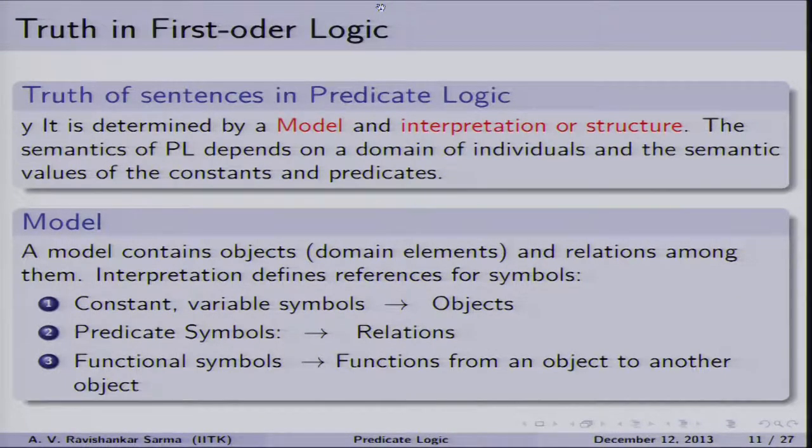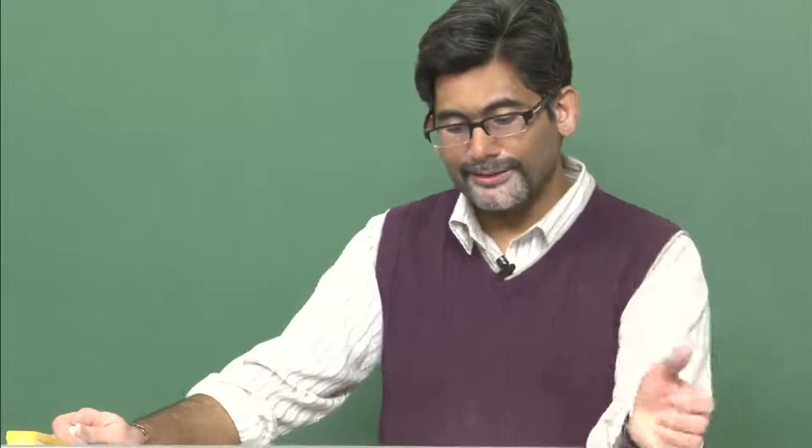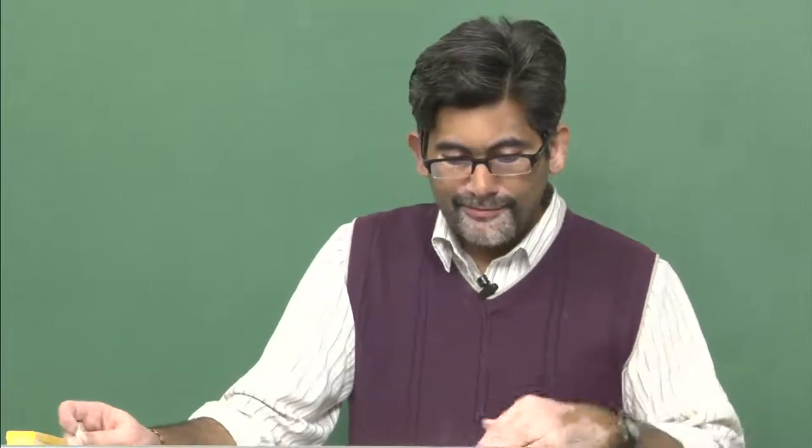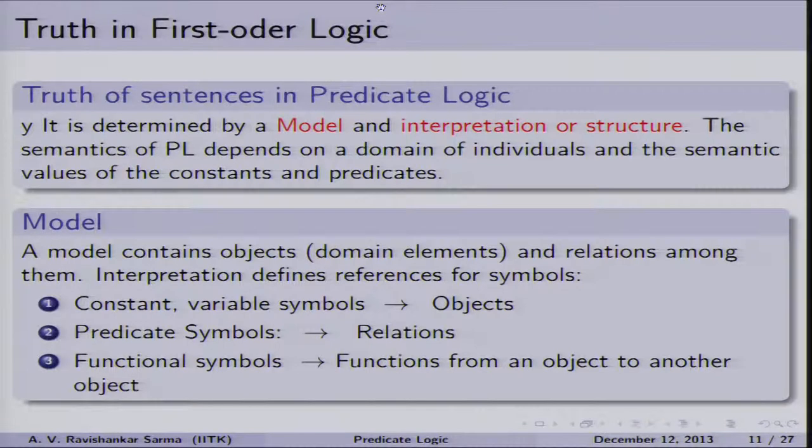So truth of a sentence in predicate logic is determined by something called a model. We use these words interchangeably: model, structure, interpretation. These three terms are one and the same. So a formula is going to be true with respect to a model. In the same way, as we discussed in propositional logic, we can talk about the truth value of a given formula with respect to a model or a structure. So we need to define what we mean by model, interpretation or structure.